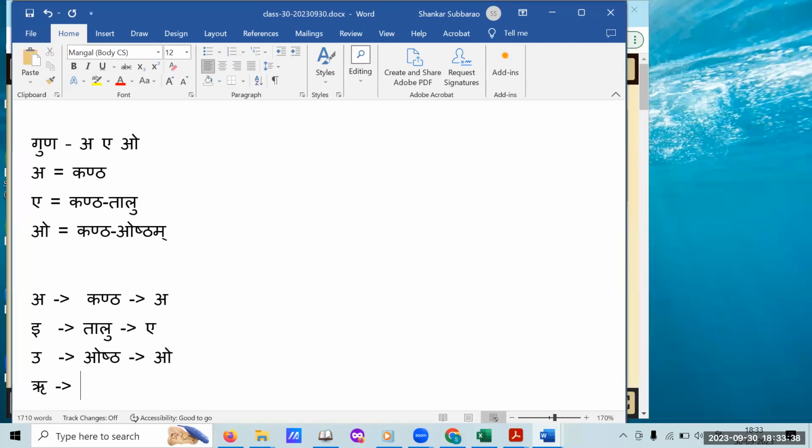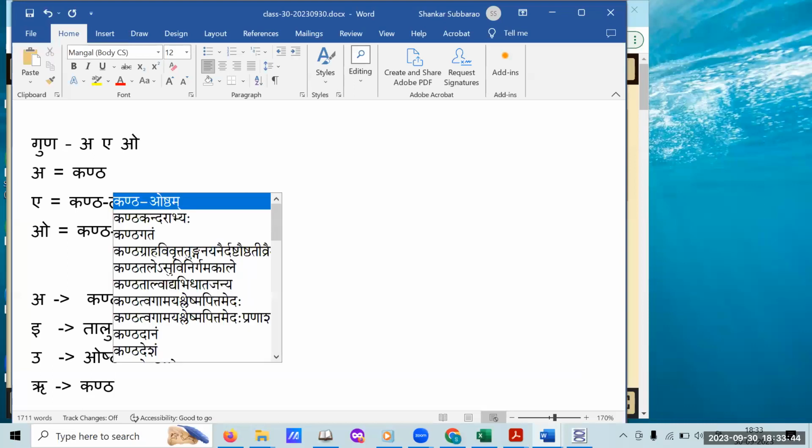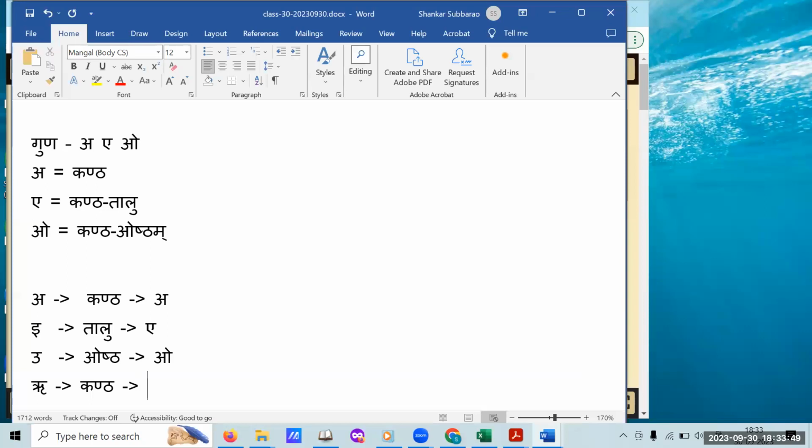In that, the vowel component is going to be what? Kantha. You don't have a name for that vowel, but it's the vowel component of R. Now you tell me, what is the replacement going to be? Closest? Very good.